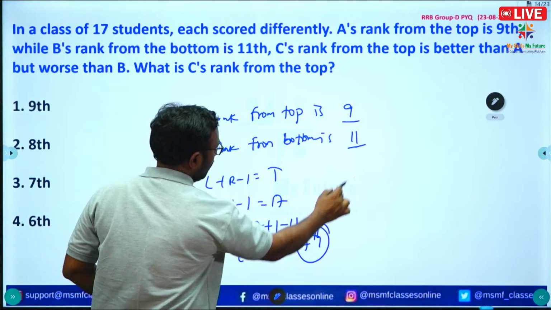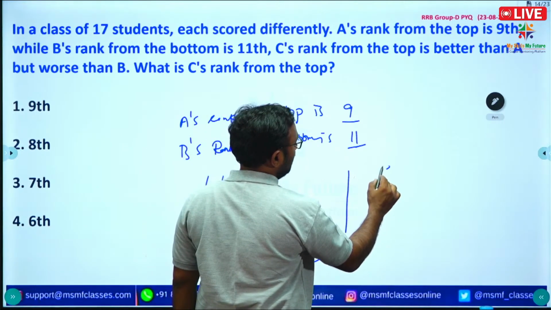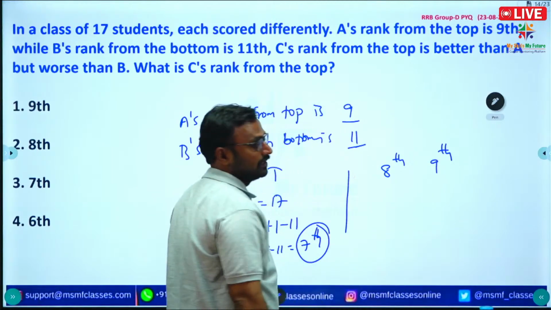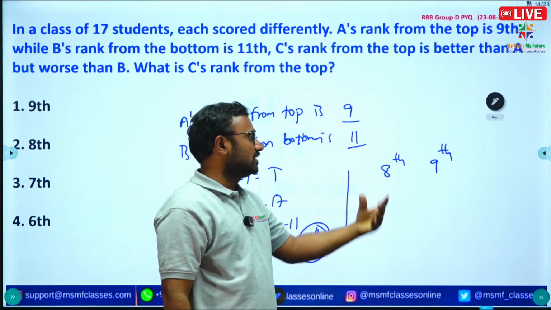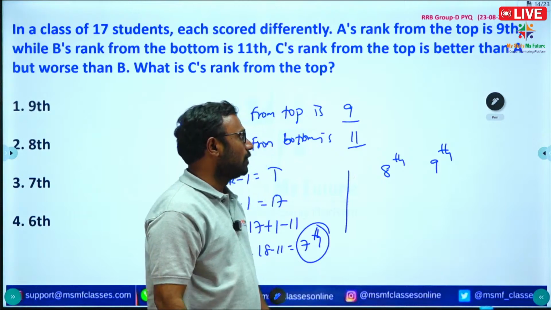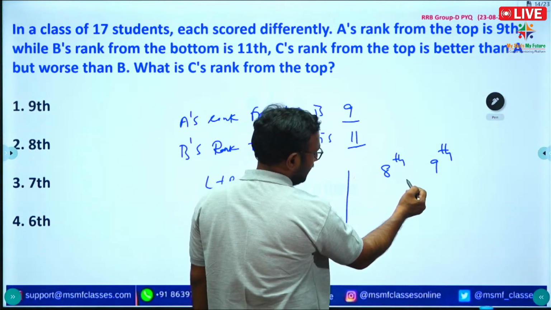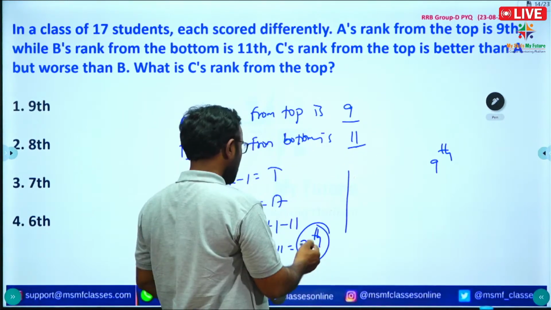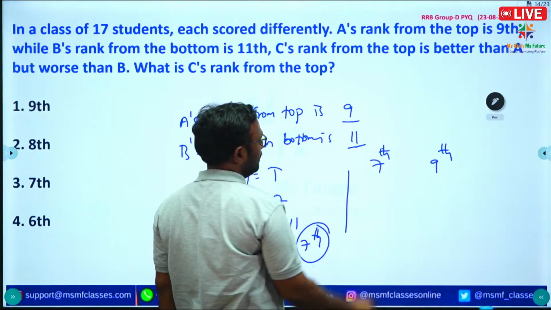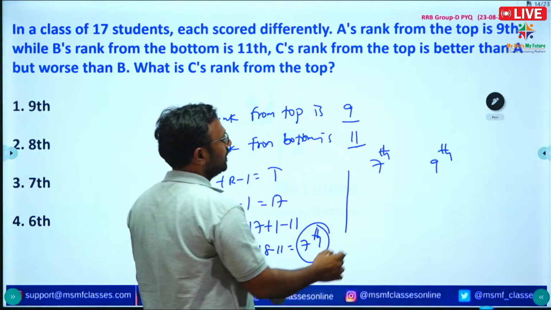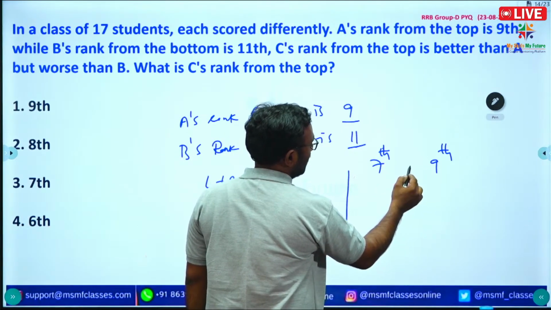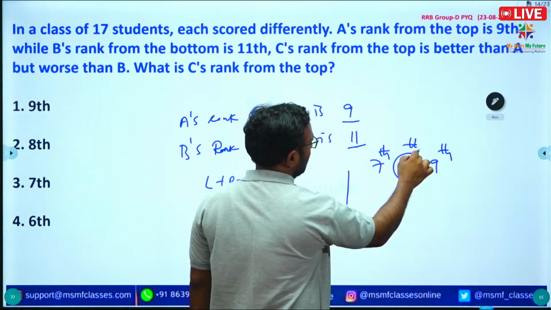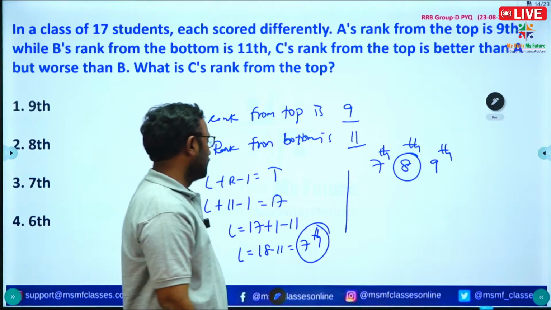nothing but 7th place. Okay, so B is 7th from the top, A is 9th from the top as we know in the question. They have given C is better than A and worse than B. So according to the question, C is better than A, worse than B, means only one place is pending, that is 8th. Okay, right. So once again see.